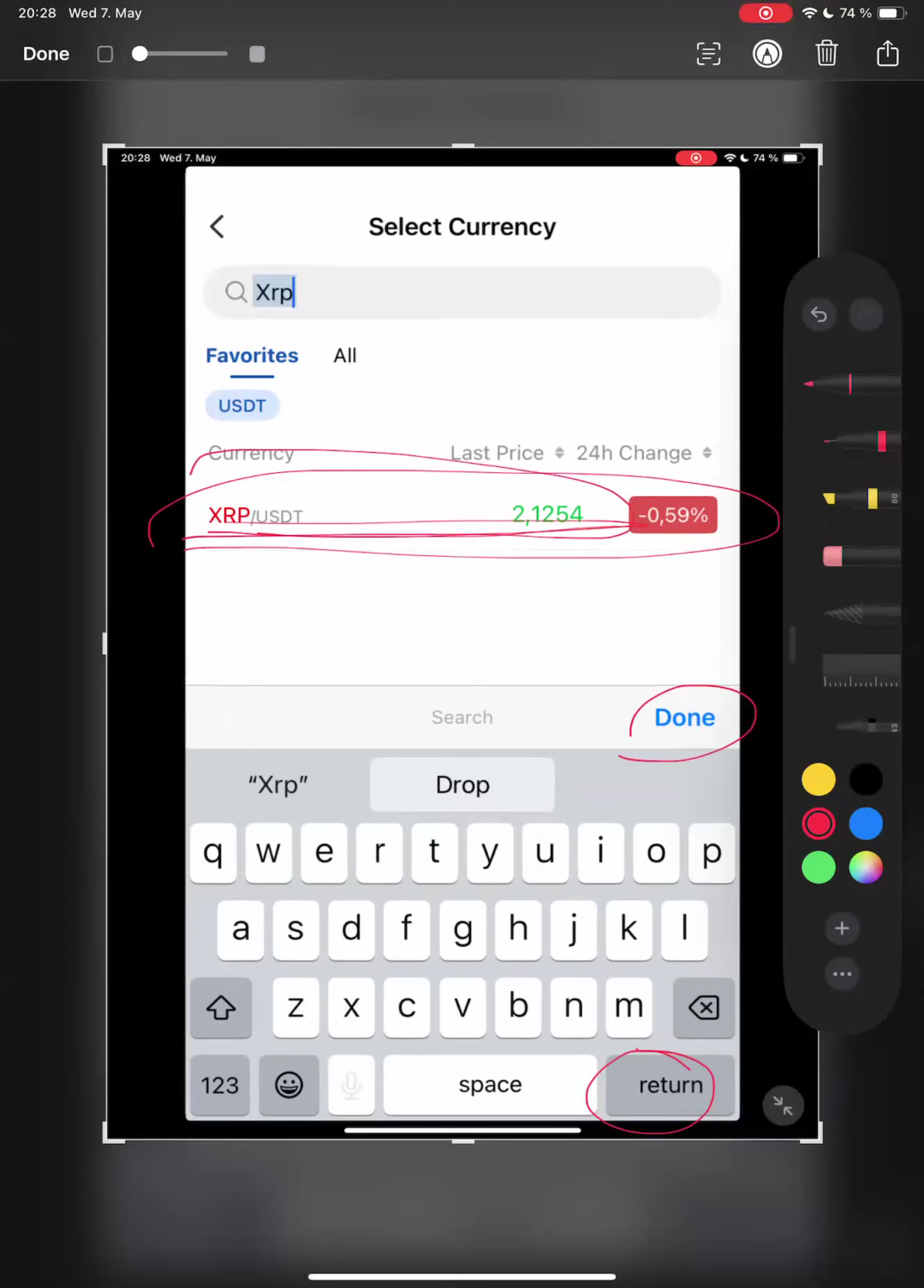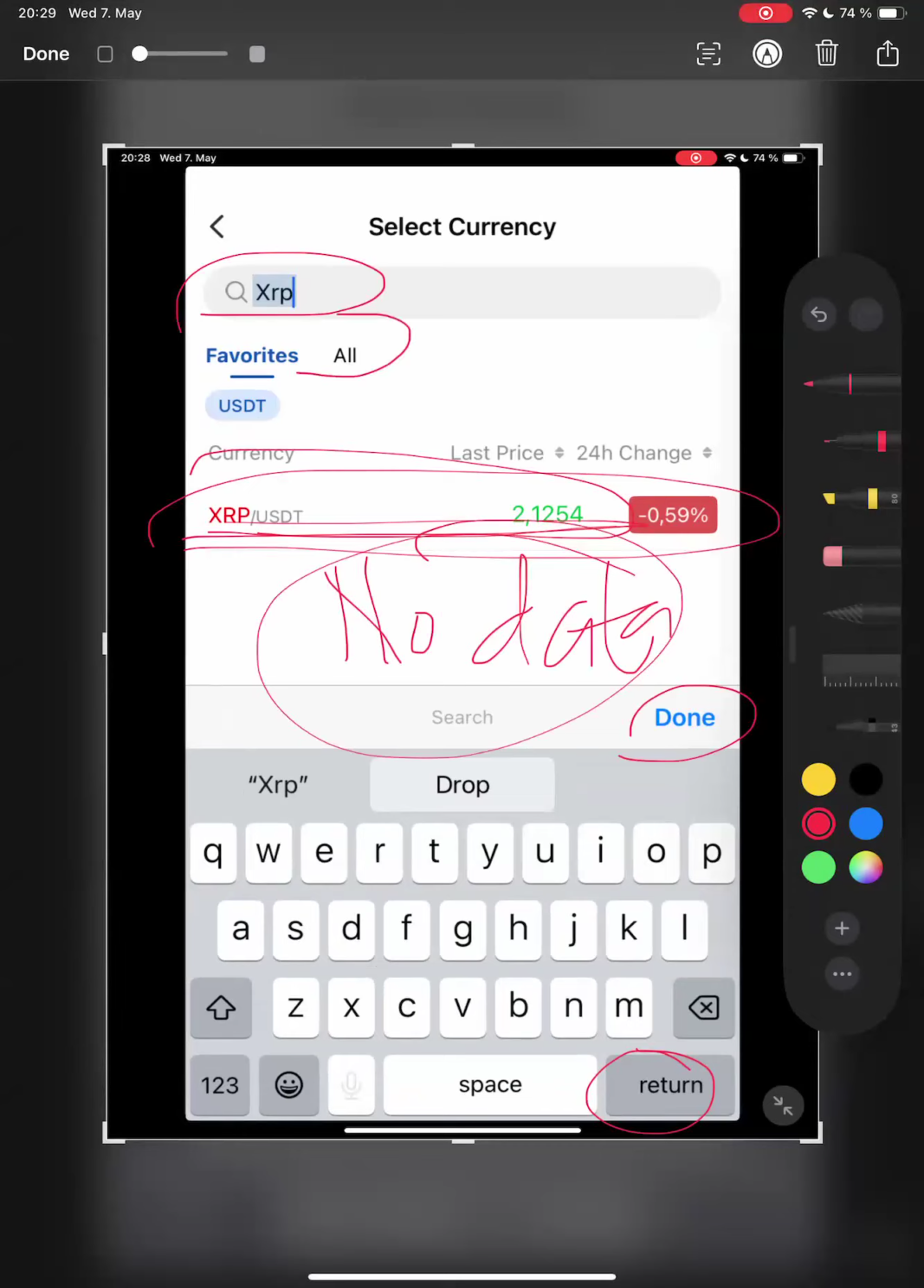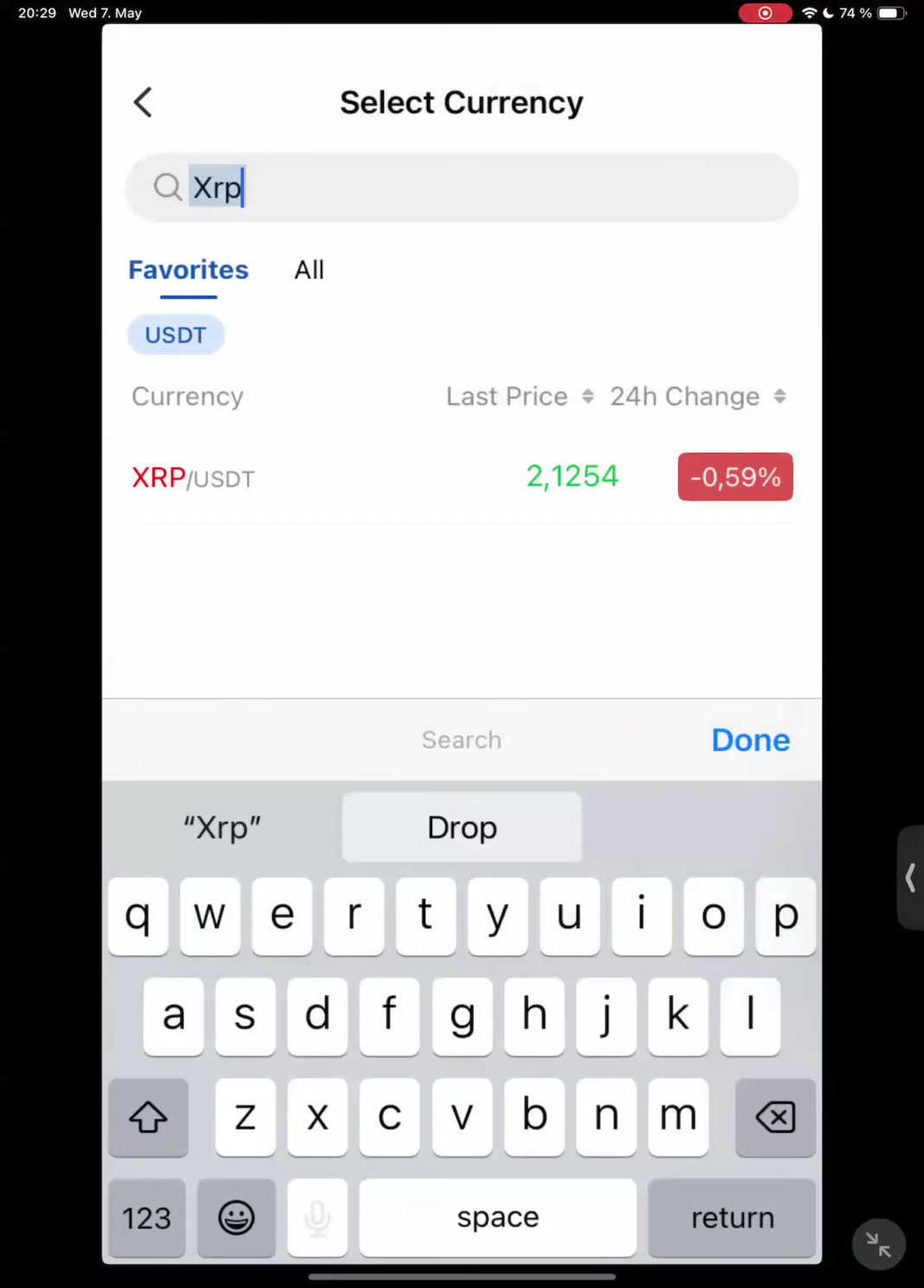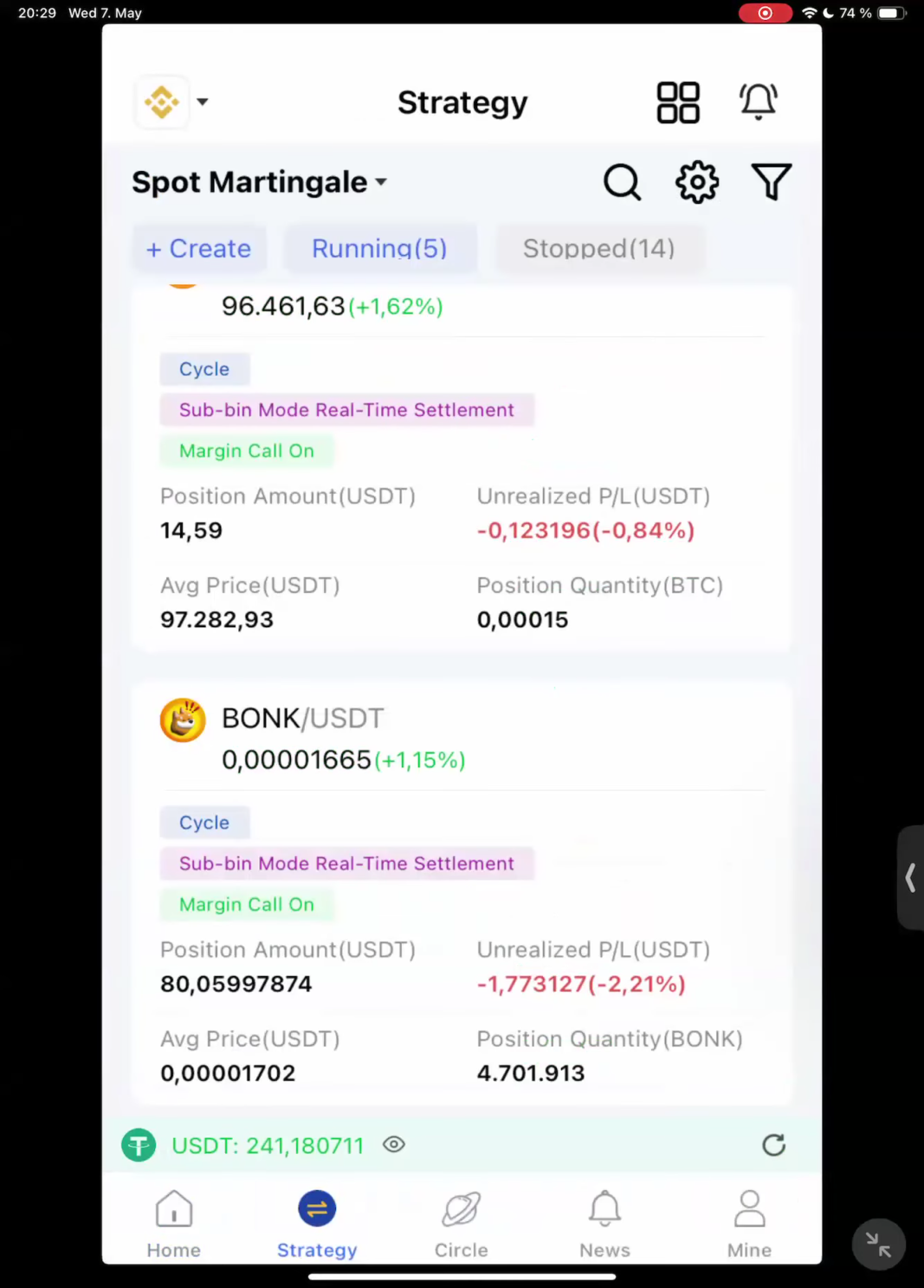Now, there are some instances that if you haven't traded XRP before or you haven't set trade settings on it and you type XRP, you see no data below. It doesn't mean the coin is not here. You just have to quickly switch to all. Once you switch to all, retype it, you would get the results. But if you have ever traded the coin or you have set trade settings on it before, you would find it under favorites. All right. So let's move out and go to strategy.